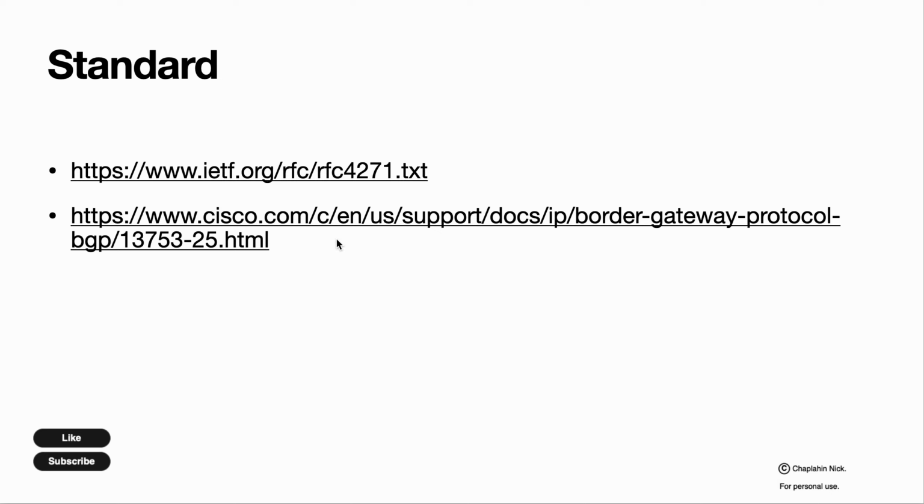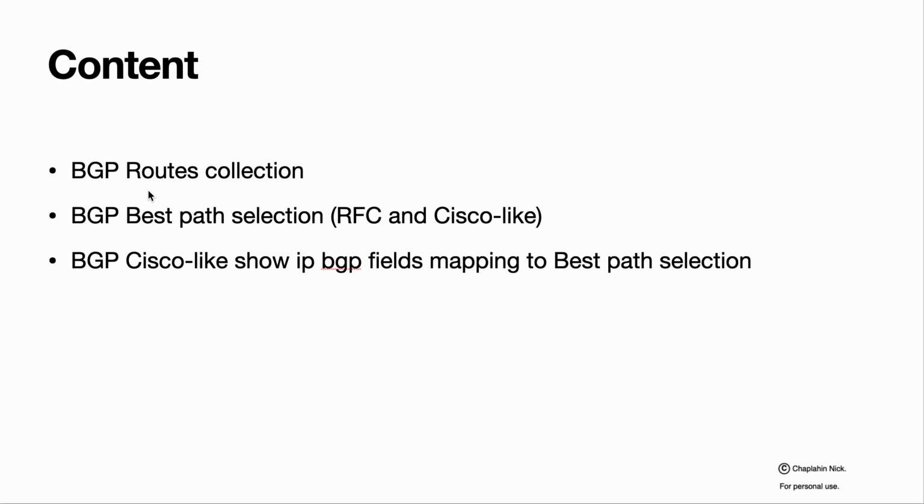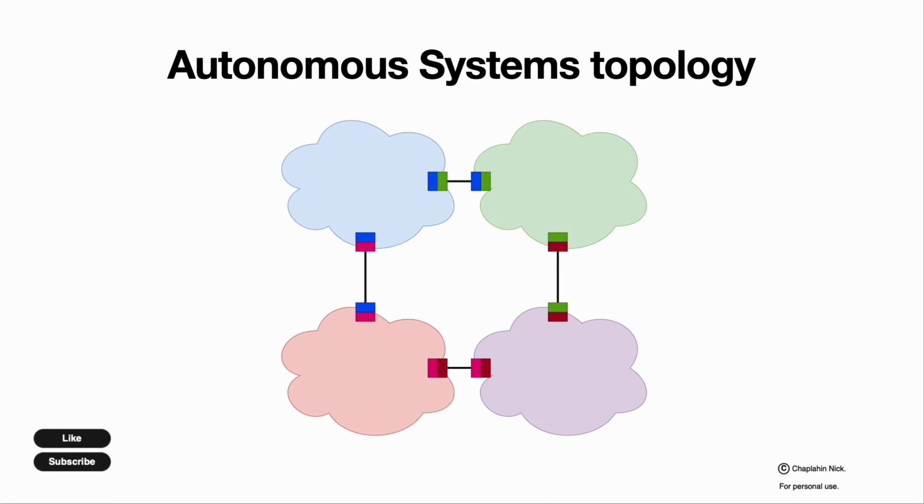Please take into consideration that different Cisco families and different versions can differ a little bit from each other. So this document describes behavior for the families and versions mentioned in this document or related documents. In this video, we'll talk a little bit more about route collection, best path selection per RFC and Cisco-like, and I provide an additional mapping of show ip bgp fields to the best path selection procedure.